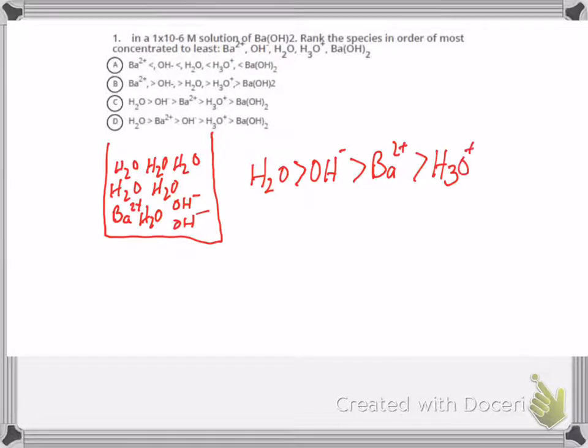The acid form H3O plus will be even less present. It'll be less than 10 to the minus 6 because OH minus is higher than 10 to the minus 6. And then since we expect this to be a strong base, very little of the undissociated is present, which would be C.